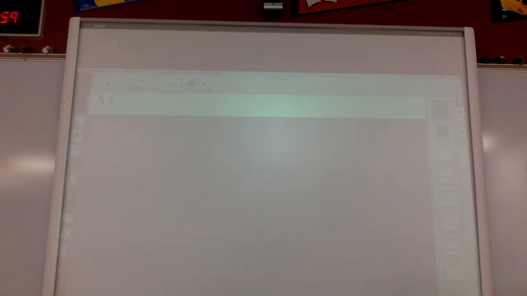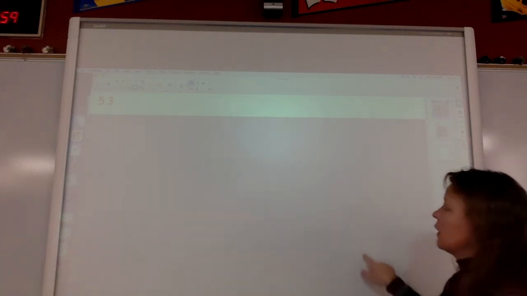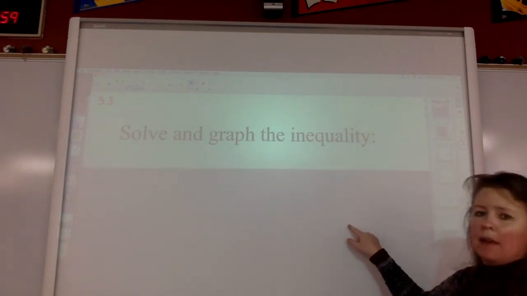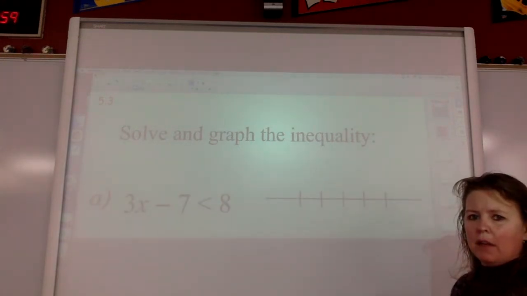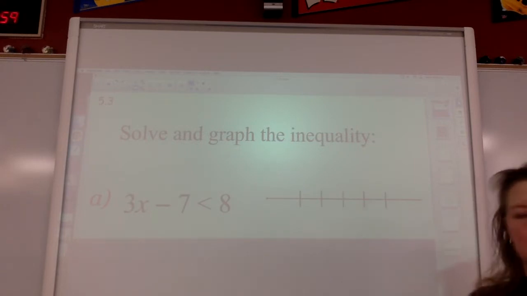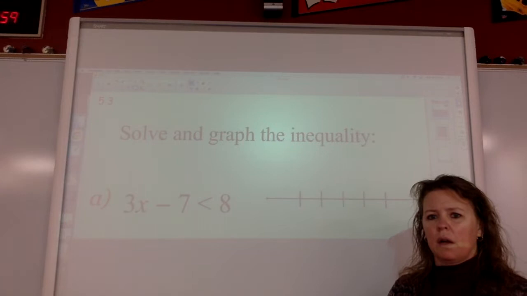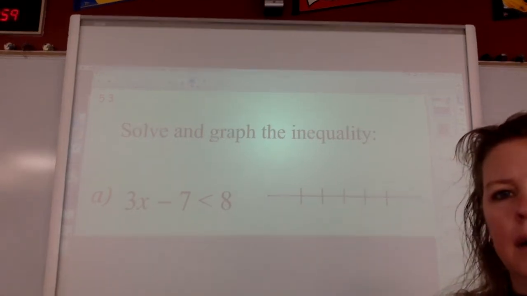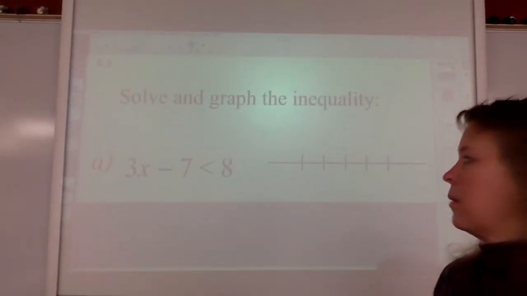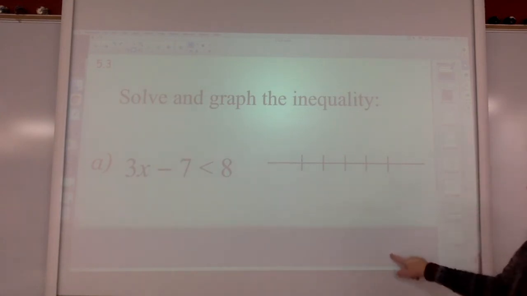Okay, here are your notes for section 5.3. We're still working with inequalities, and it's asking you to solve and graph the inequality, but now we're going to add two steps to it. Instead of just adding and subtracting or just multiply and divide, you are now going to also have those steps combined. So we'll just start right away with examples.